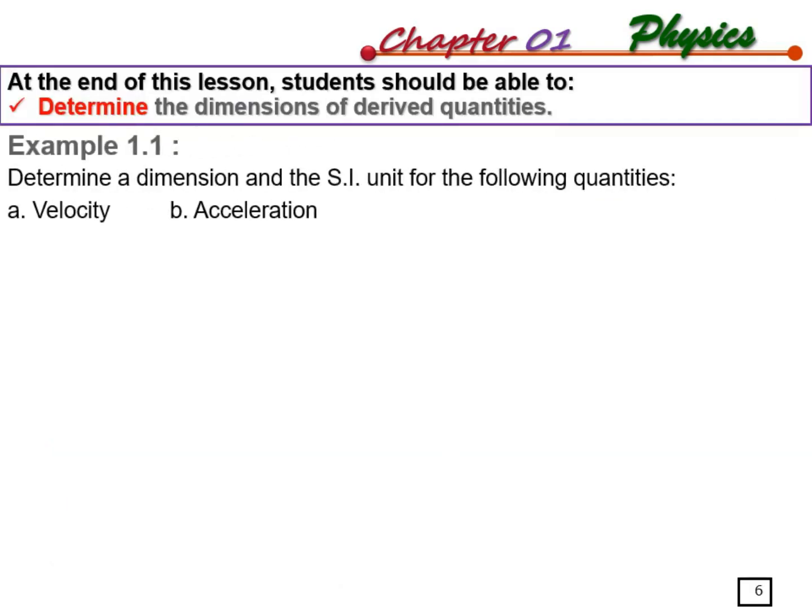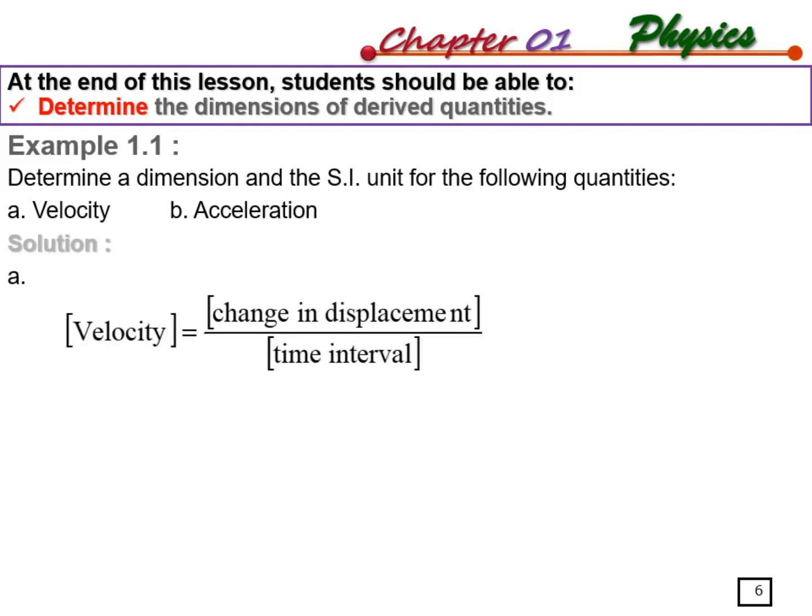So we go for example 1.1. Determine a dimension and SI unit for the following quantities: velocity and acceleration. So first step, you must write down the equation of the velocity. Before this, I already explained that you can use the equation by using words, or you can write down the equation. So if you want to write it using words, you must know the equation of the velocity. So the velocity, we want to do the dimension, so put velocity in bracket, and then the dimension of change in displacement over the time interval.